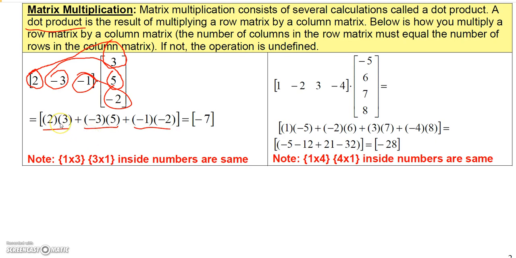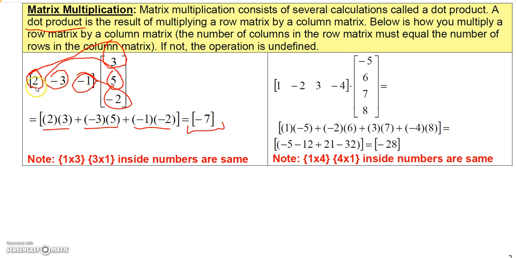And then I add the three products together. So that would be 6 minus 15, which would give me negative 9. And then negative 9 plus 2 would give me negative 7. So I get a value of negative 7.